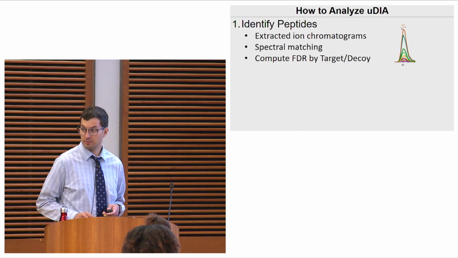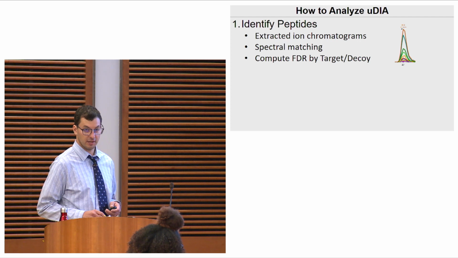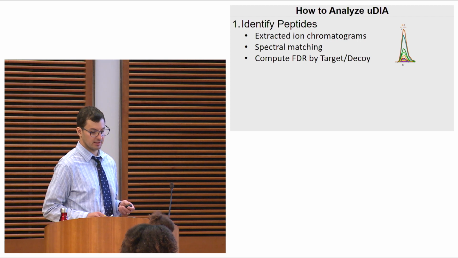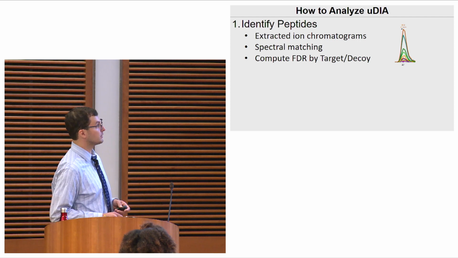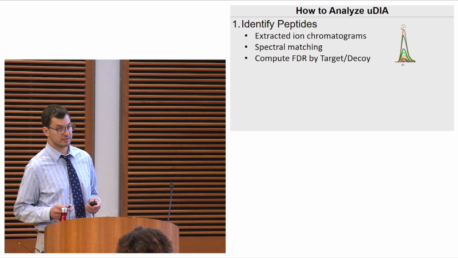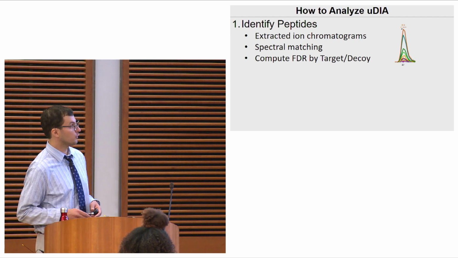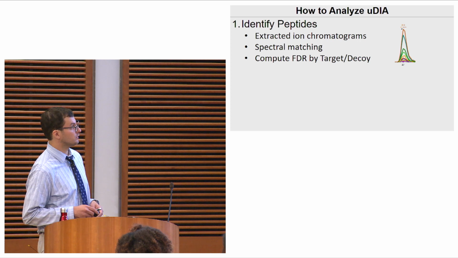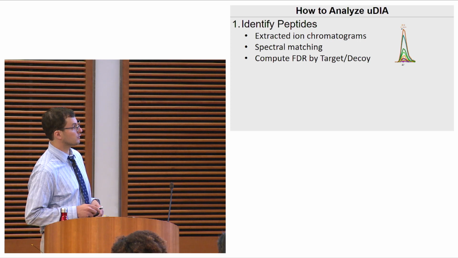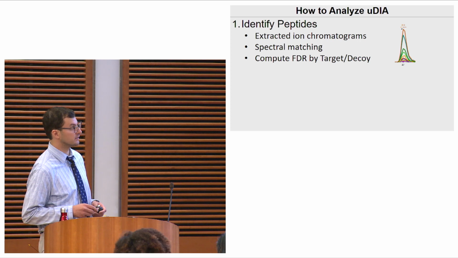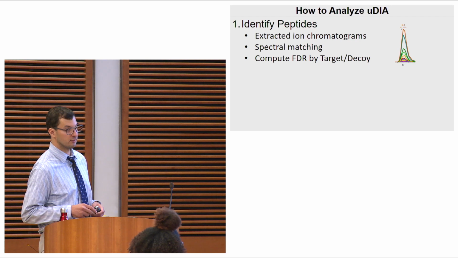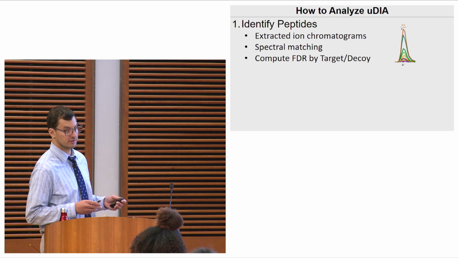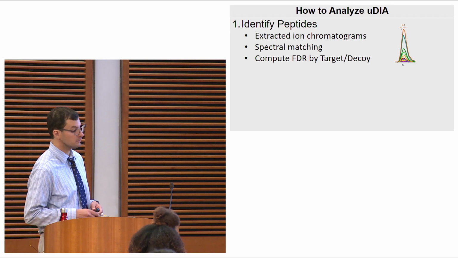Okay, now let's talk a little bit about how you'll analyze your DIA data. In the same way that we had to first identify peptides for DDA, we do the same thing for DIA, except it's a little bit different because instead of having these discrete snapshots of MS2 spectra, we have these chromatograms of our fragments eluting over time. So what you do is you extract these chromatograms, look at the ratios of the fragments, and you assign some score that you found the correct ratio of fragments at the correct time in the elution gradient.